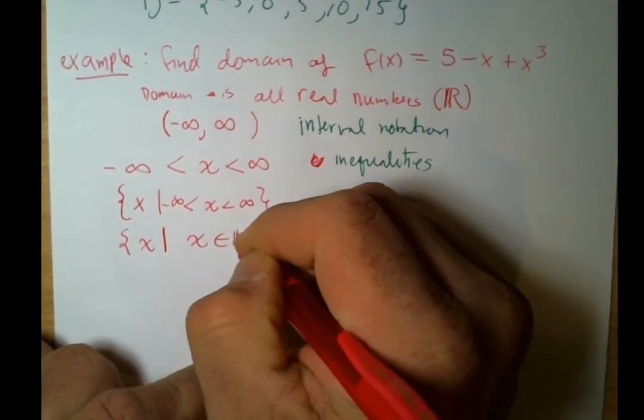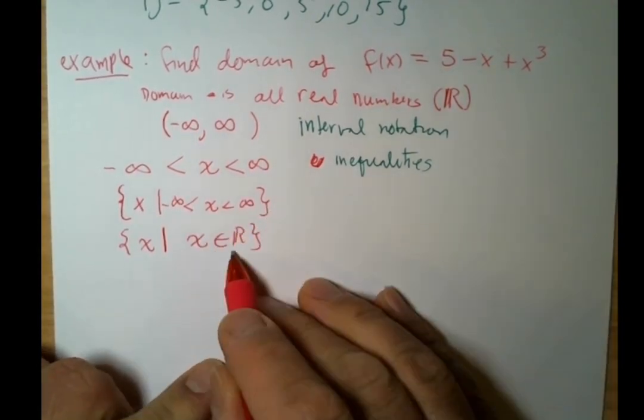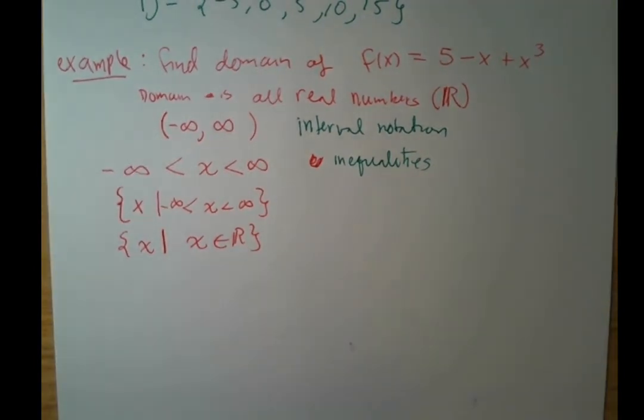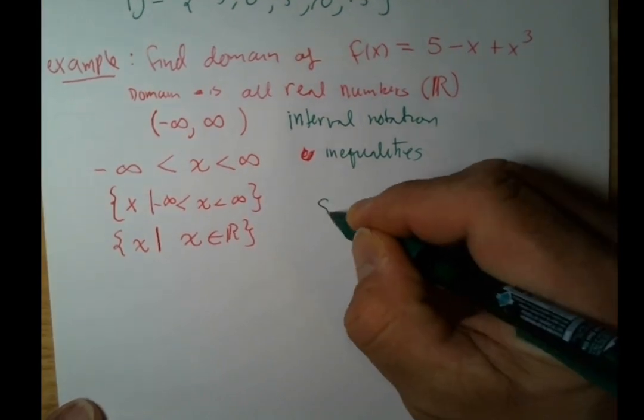Or I can also use this type of notation: x is an element of the real numbers. All right, and this is what is known as our set builder notation.